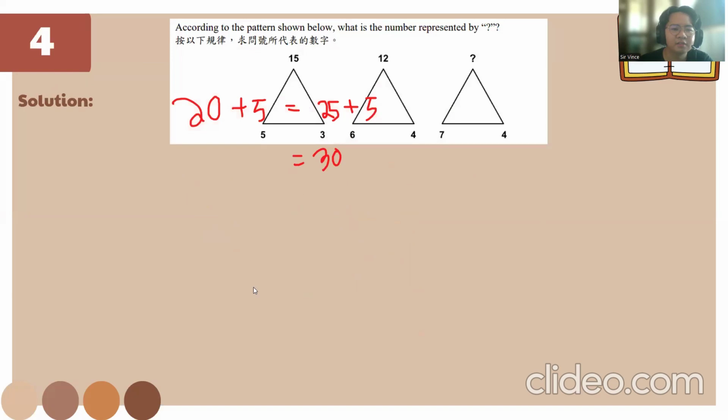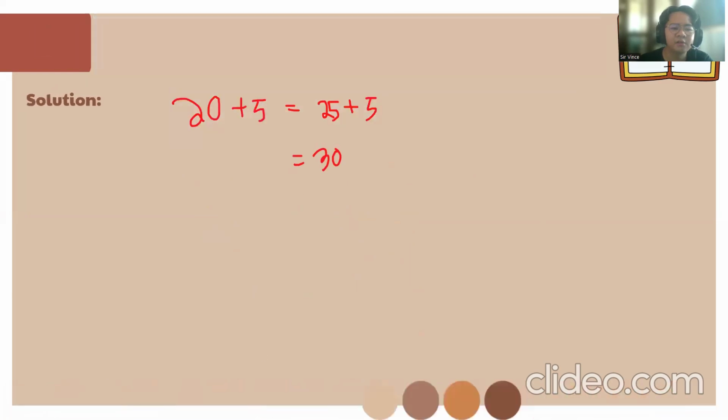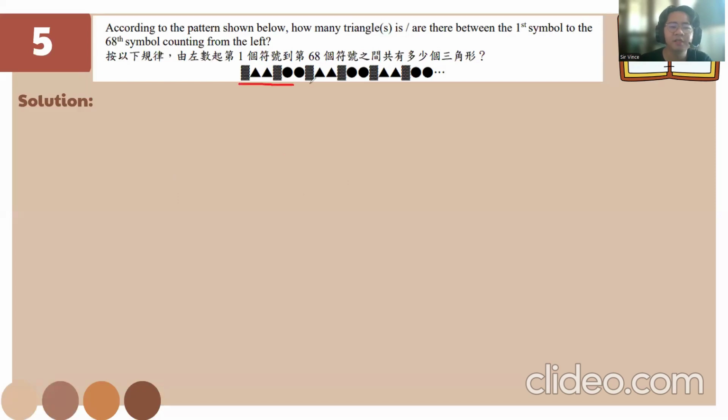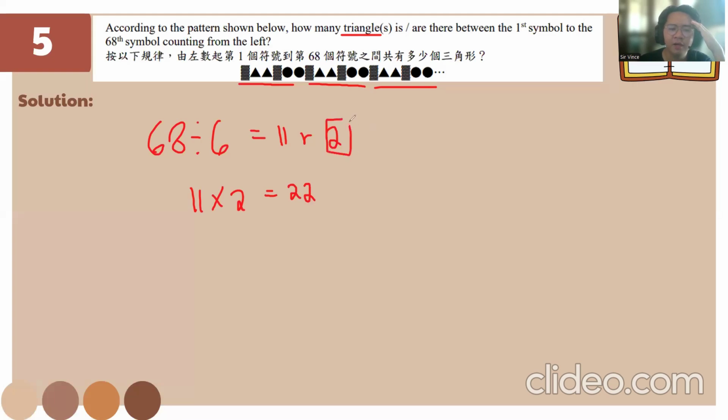5 to 10. So this one here, the answer is the pattern is repeating by 6. So that's why 68 divided by 6, we'll have 11 remainder of 2. Then it's asking for a triangle. There are two triangles for every pattern of 6. So 11 times 2, we have 22. But we have a remainder of 2. So by counting 1 and 2, we have another triangle here. Okay, so that's why we add 22 plus 1, we'll have 23.